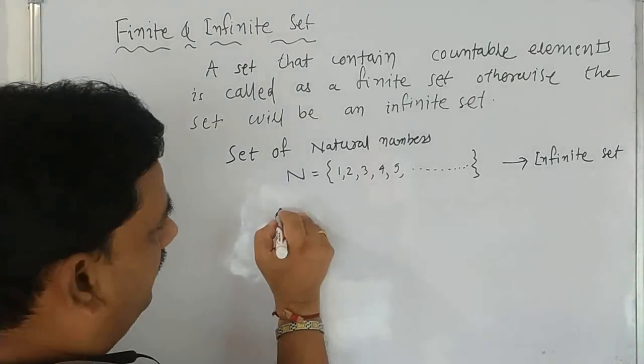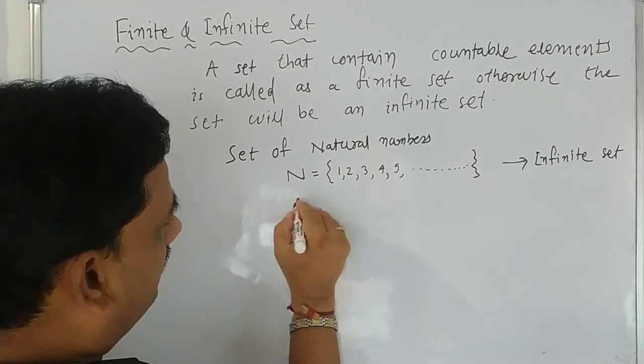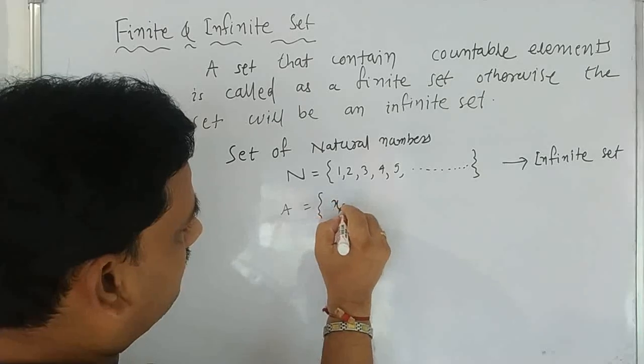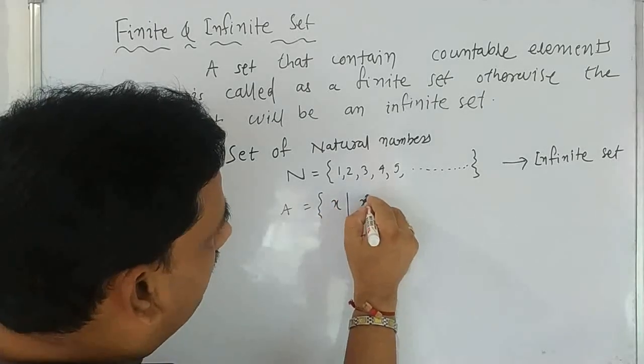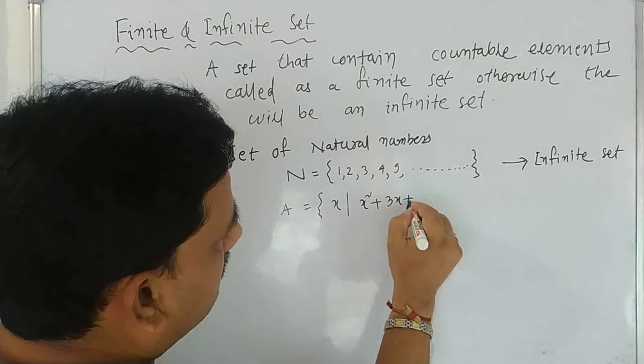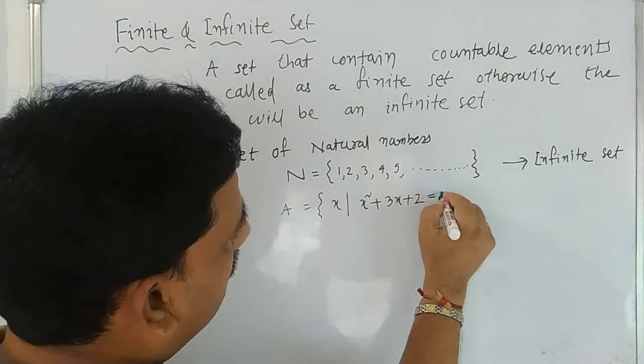Okay. Then it is given that A is a set x such that x square plus 3x plus 2 is equal to 0.